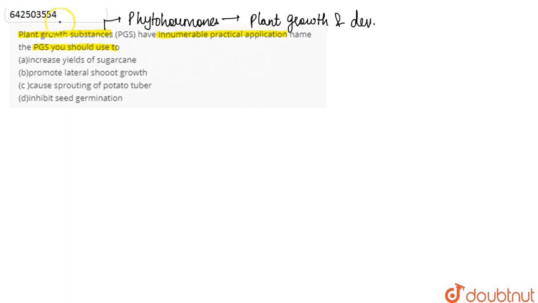So if we discuss the first part here, which says increase yield of the sugar cane, when the sugar canes are sprayed with the gibberellic acid, their sugar content increases. So for the first part the correct answer is gibberellic acid.